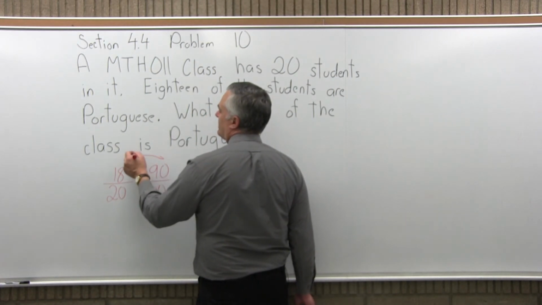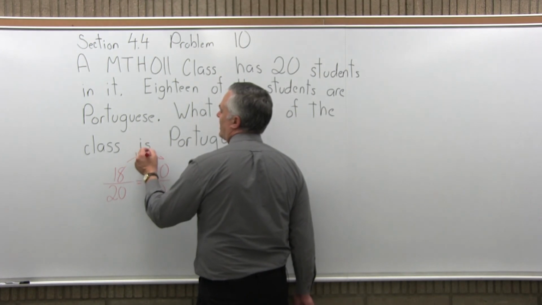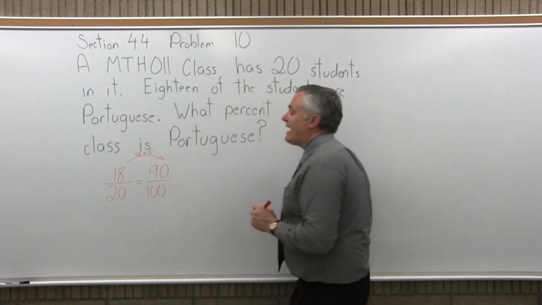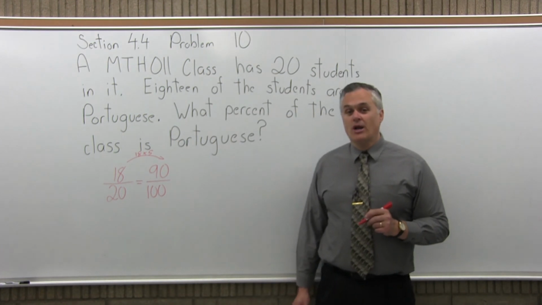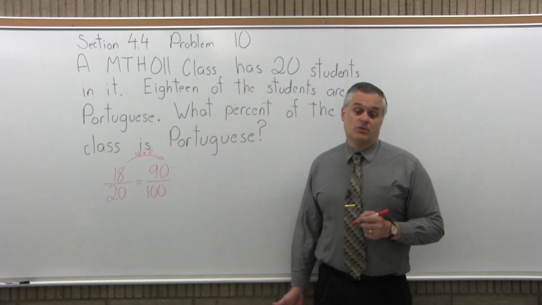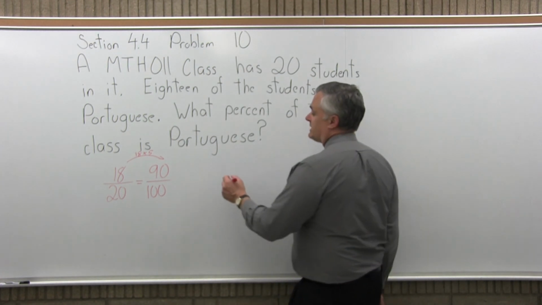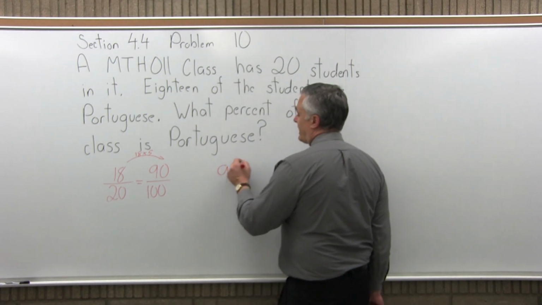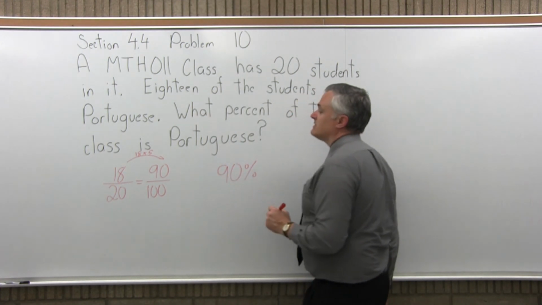Where did that come from? That came from 18 times 5. So when I have a denominator of 100, the percent is whatever the numerator is. So the numerator is 90, so the percent is 90. So 90% of that class is Portuguese.